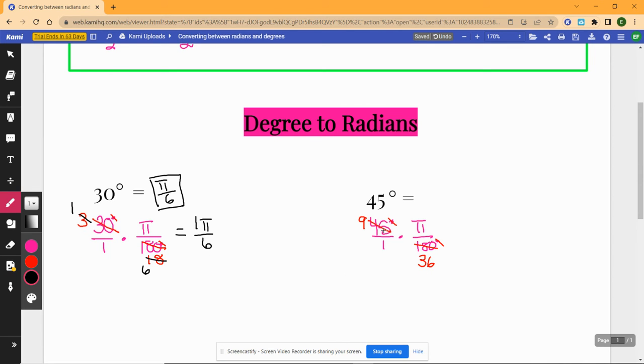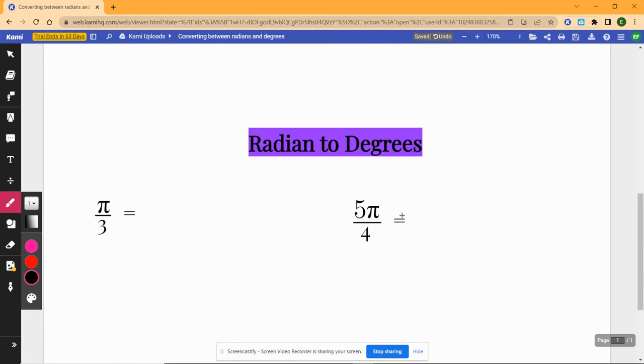From here I can see I have another common factor of 9. 9 goes into 9 once. 9 goes into 36 4 times. And multiplying straight across, 1 times pi is 1 pi. 1 times 4 is 4. Again, if I have a 1, I don't need to put it. So I know that 45 degrees is equivalent to pi over 4 radians.